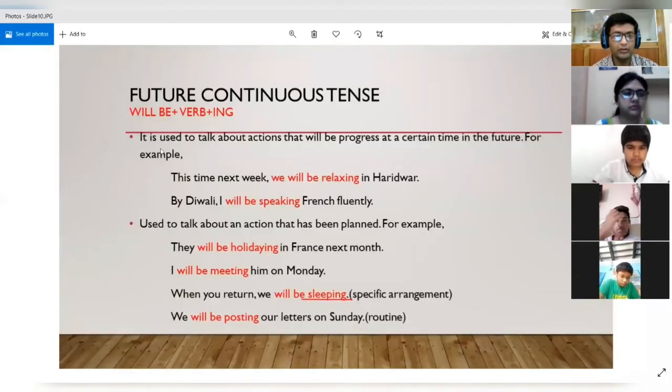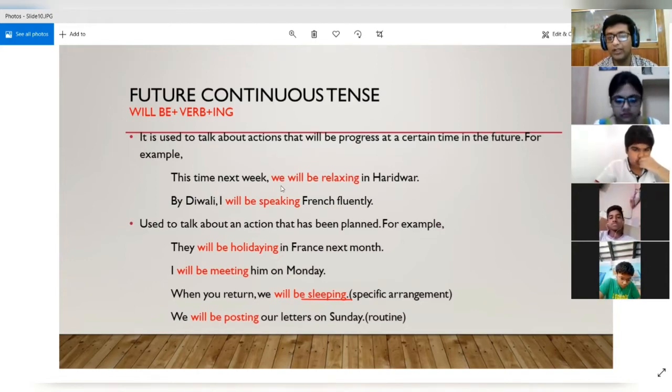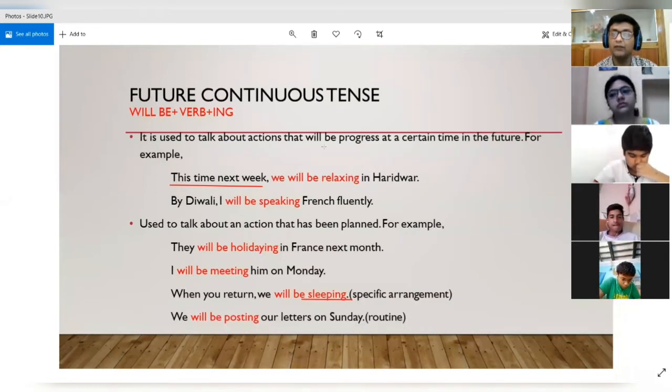So we saw that the first use of future continuous tense was that it is used to talk about actions that will be in progress at a certain time in the future. So we are providing a certain time in the future, and we are saying that at that time in the future, the action will be going on, it will be in progress. For example, this time next week. So here you see this time next week is the certain time that we are providing. This time next week. And what will be going on? We will be relaxing in Haridwar. So this action will be in process at this certain time in future.